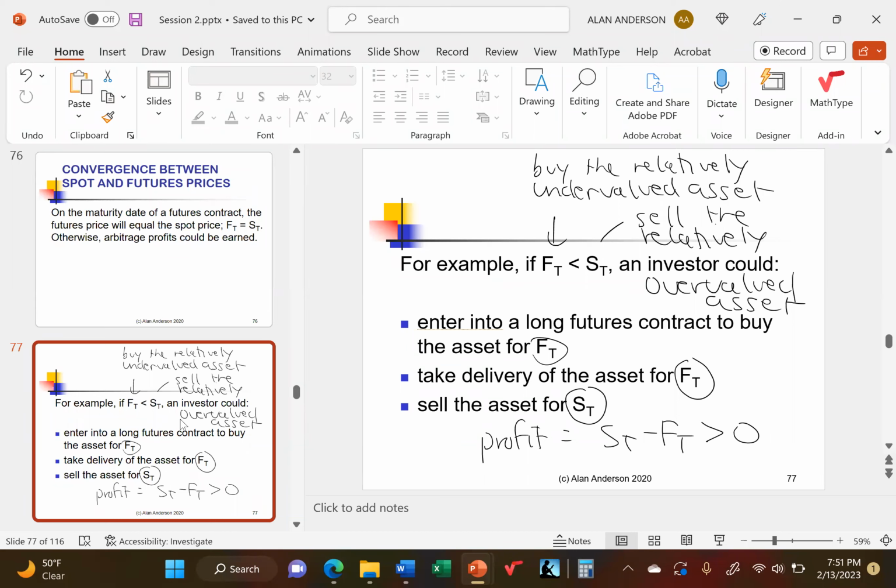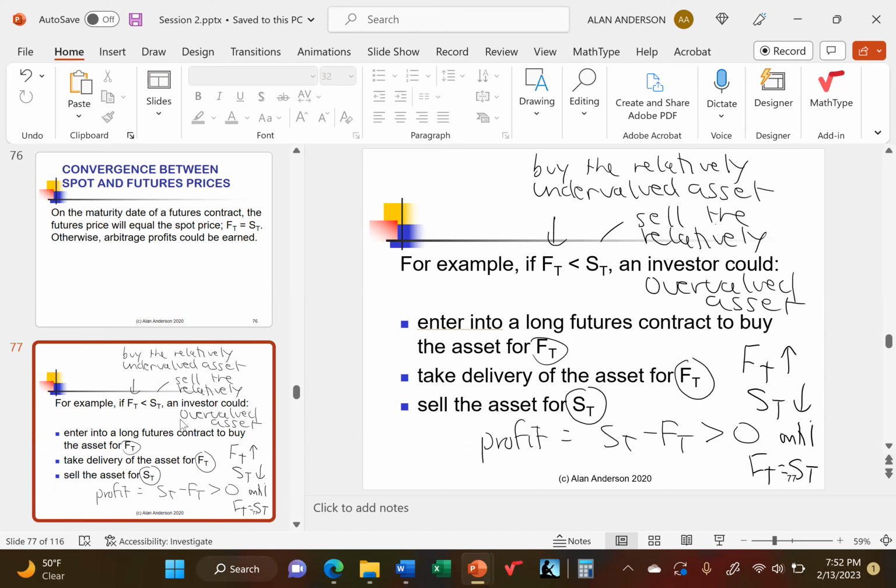Now, of course, the important thing here is that as this happens, investors are buying the futures contract. The price of the futures contract will go up. In other words, this activity will cause the futures price to go up. The spot asset, because everyone is selling it, will go down until the two are equal to each other, which is where they belong.